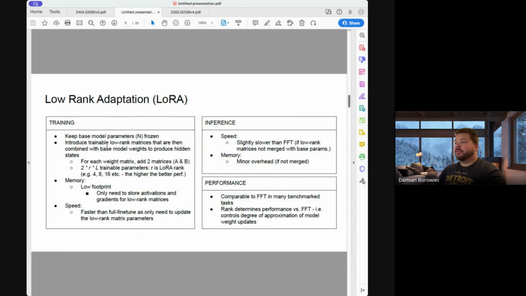So I guess we're moving into the area of parameter-efficient fine-tuning, and I'm sure many of us have heard about this technique called LoRA. LoRA stands for low rank adaptation, and the idea is somewhat similar to the adapter.